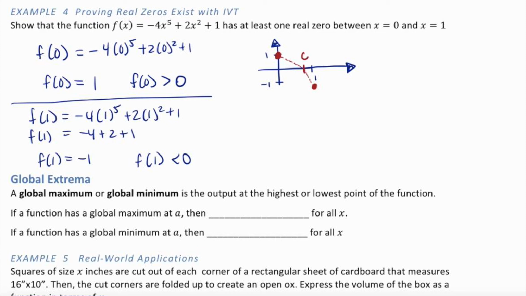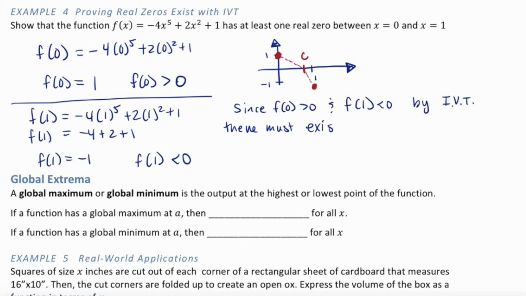So let's write up a more formal conclusion. Since f of 0 is greater than 0 and f of 1 is less than 0, by the intermediate value theorem, often abbreviated IVT, there must exist some value of x equal to c such that f of c equals 0.